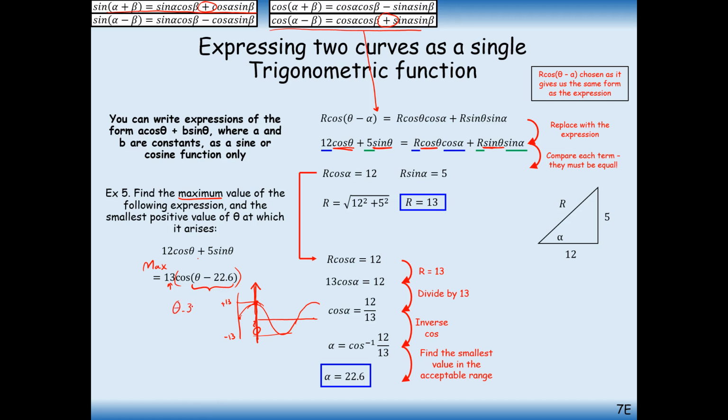Basically, we have to solve this equation: theta minus 22.6 must equal 0, because 0 degrees is where the maximum occurs. Solving this equation for theta, it has to be 22.6 degrees. So the smallest angle that will give us the maximum is when theta is 22.6. So that's the answer to this final example.